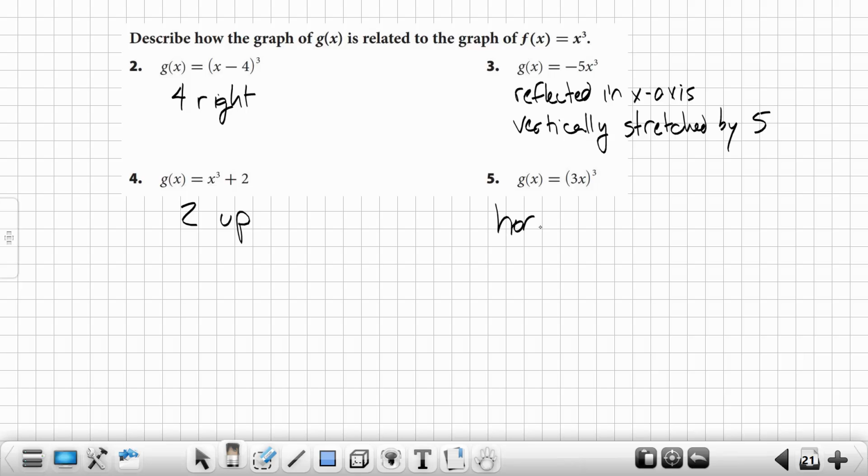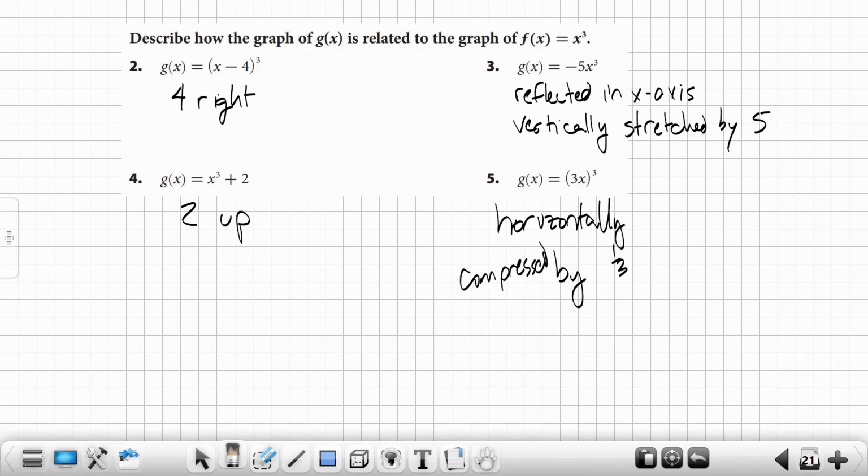Michael, number 5. Horizontally. Hold on, it takes me a while to write that word. Go ahead. Close. Compressed by 1/3. Flip it. Just like when we said earlier on the worksheet, when it's compressed by a half that made us put a 2, this has got a 3, so we're compressed by 1/3.